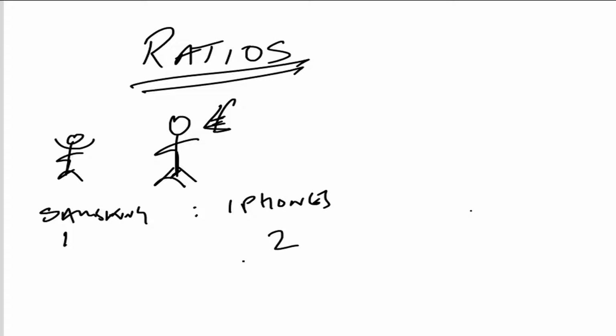So the ratio is 1 to 2, meaning every time you get one phone, he will get two. Another nice way of thinking about it, every time you get two phones, he will therefore get, double it up, 4, and so forth. Let's give you another example.